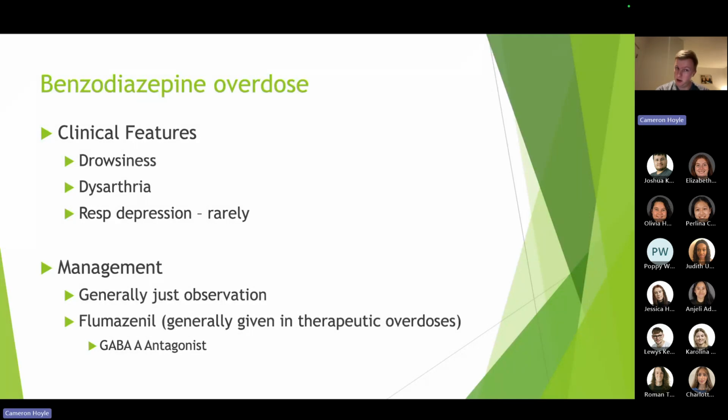So benzodiazepine overdoses, I will just very, very quickly run over this because there's not a great deal to it. You do get drowsiness, you get dysarthria as well, and very rarely you will get respiratory depression. The respiratory depression often comes if the patient has taken things like alcohol with the benzodiazepines as well. They may get that, but benzodiazepines on their own don't tend to cause respiratory depression.